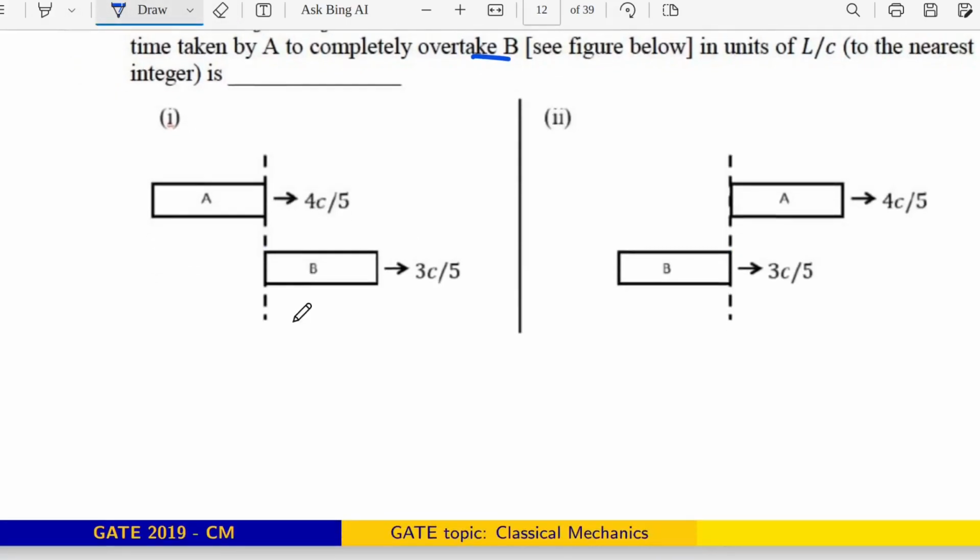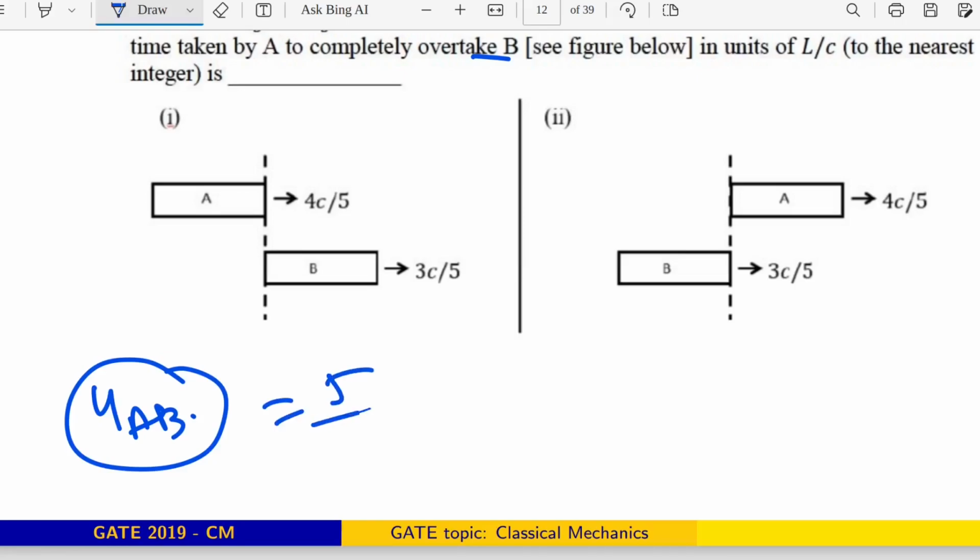In that question they are asking how much time it will take to overtake B, and the time will be measured from B itself. So first we will calculate UAB. UAB is the relative velocity of A with respect to B, and we have calculated it, and the result is 5 by 13 C. This is the speed with which A is going with respect to B.